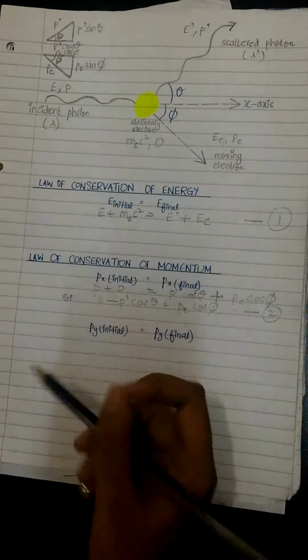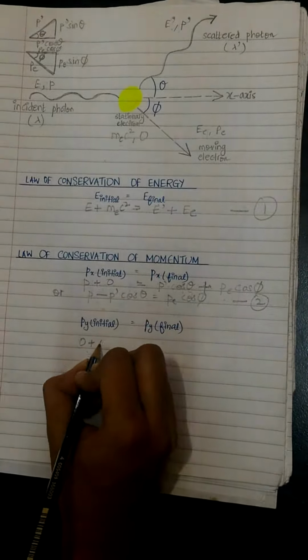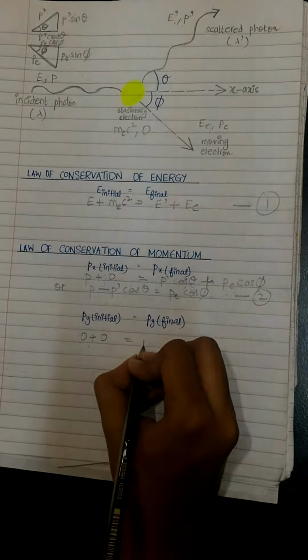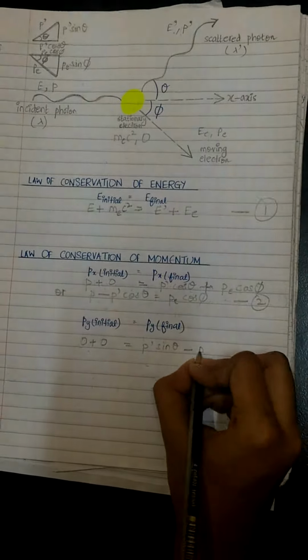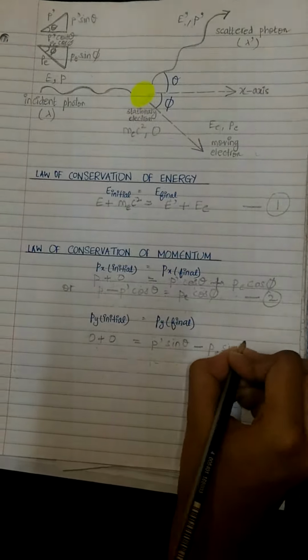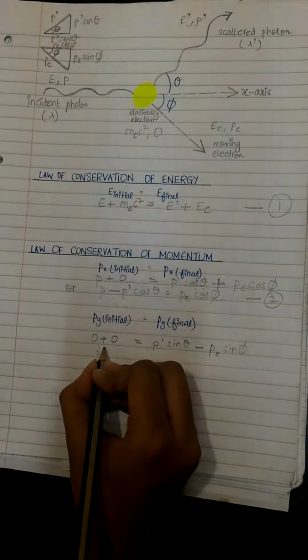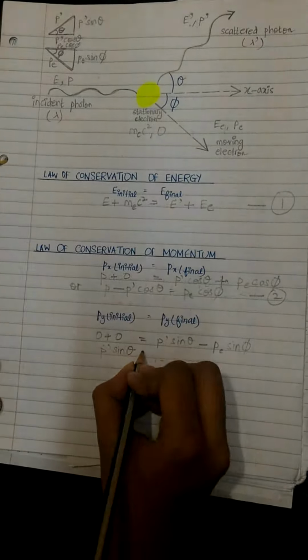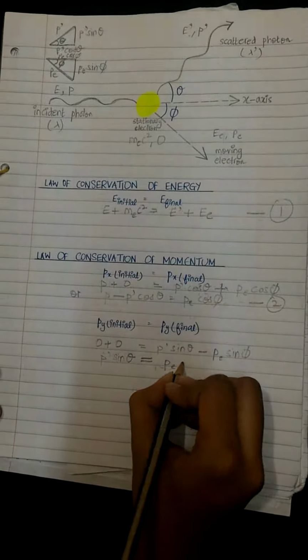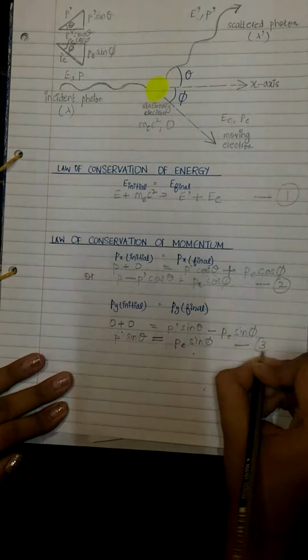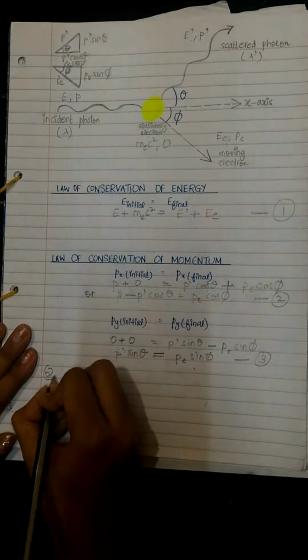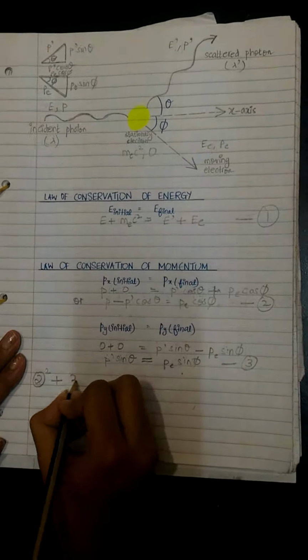Along the y-axis, the initial momentum is 0 for both. So we have 0 plus 0 is equal to P dash sin theta minus PE sin phi. This also means P dash sin theta is equal to PE sin phi. Let's name this as 3. Now squaring and adding equations 2 and 3.